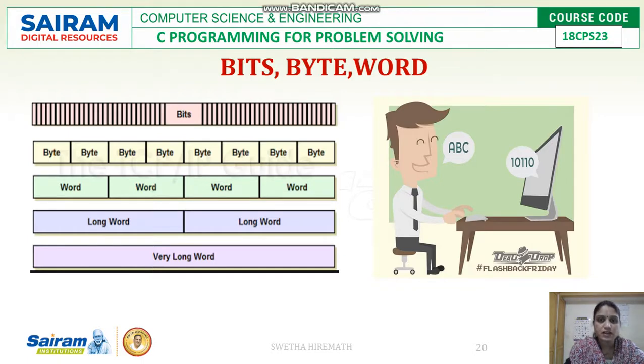Each semiconductor cell within our memory unit is capable of storing 1 bit of data at a time. These bits have only binary values: either 0 or 1. Only these two values can be assigned to a bit. Eight bits together form 1 byte, bytes together form words, words together form long words, and long words together form very long words.